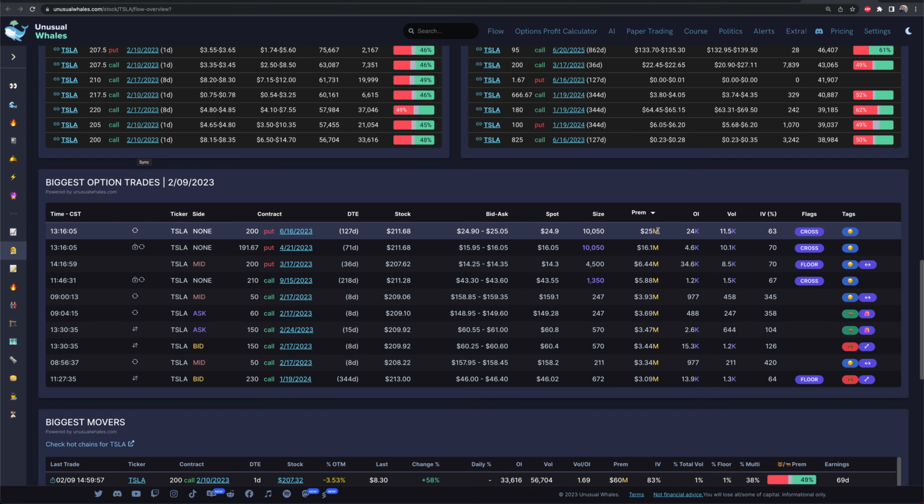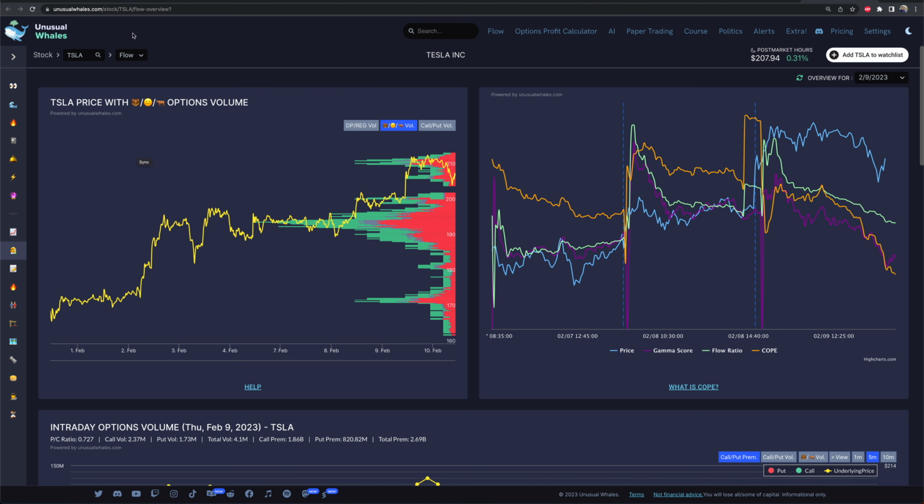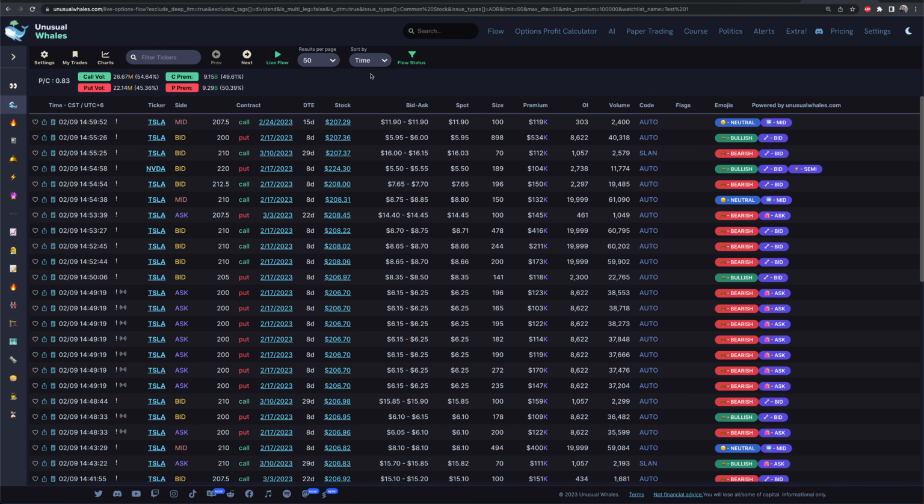Maybe you're playing a strangle, or you're playing a strategy where if Tesla trades in a range, you'll make money. There's a lot of different ways to go about it. So they try to filter some of that stuff out for you, which is certainly useful. So in a nutshell, go back to that live flow. In a nutshell, that's how it works, and that's how you can utilize Unusual Whales.